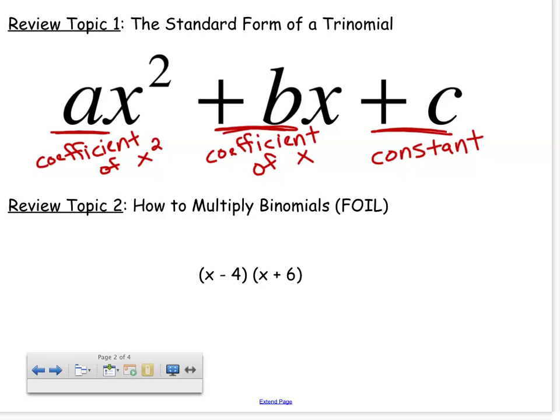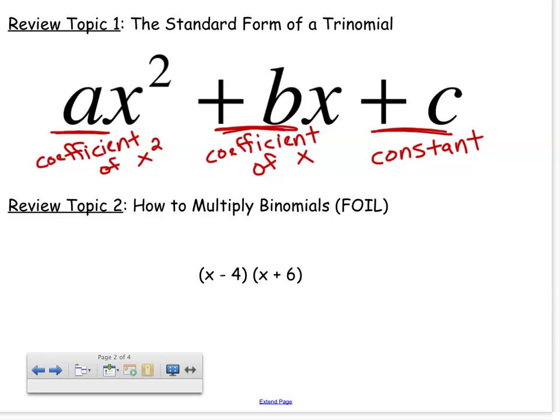So whenever we have a trinomial, we have three terms. Usually we have a variable squared, we have a variable by itself, and then we have the constant. A, b, and c are just placeholders for what those coefficients and constants are.